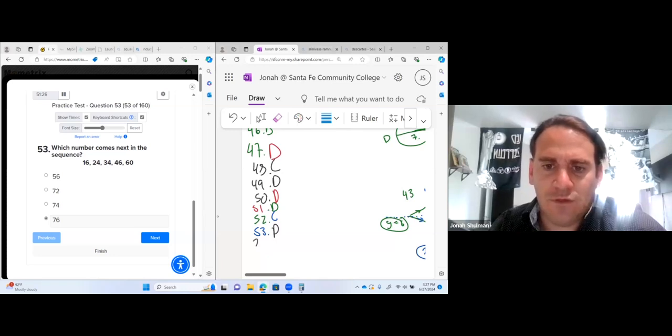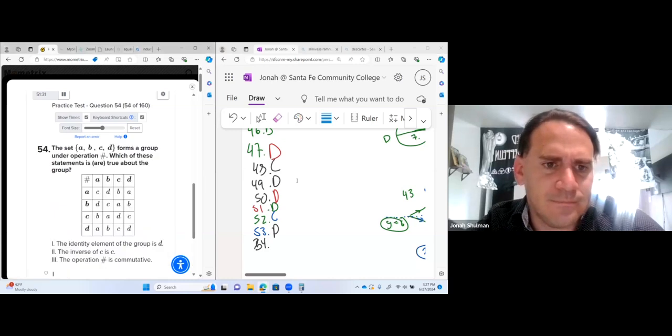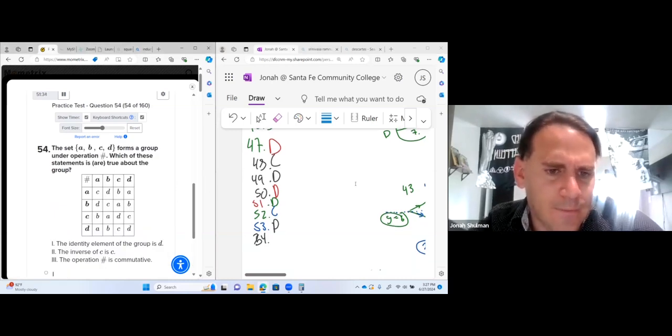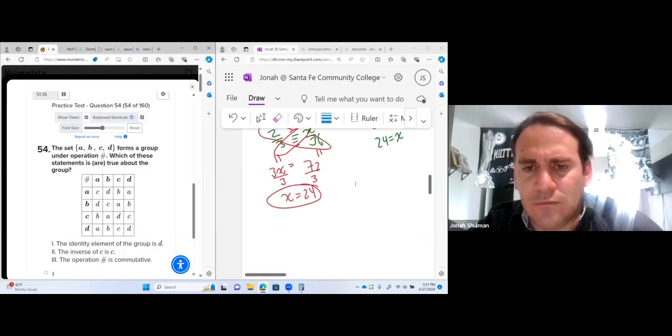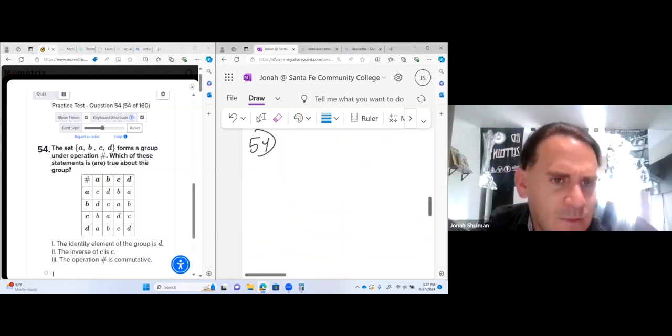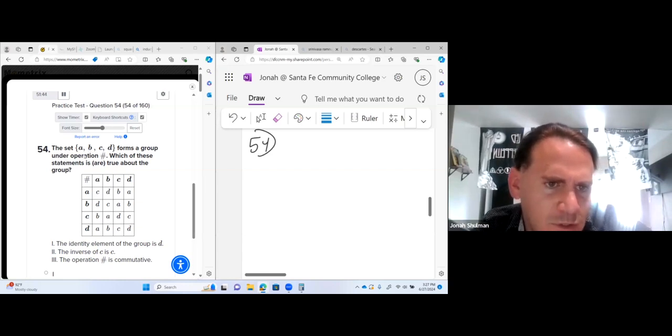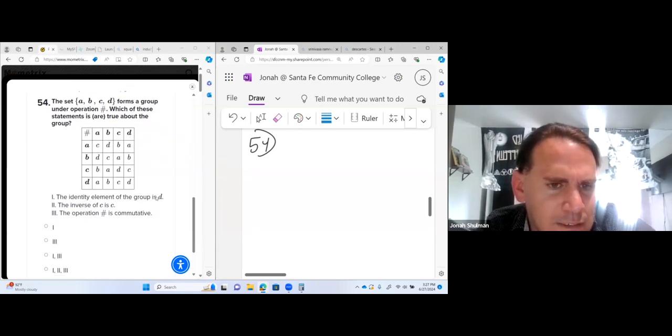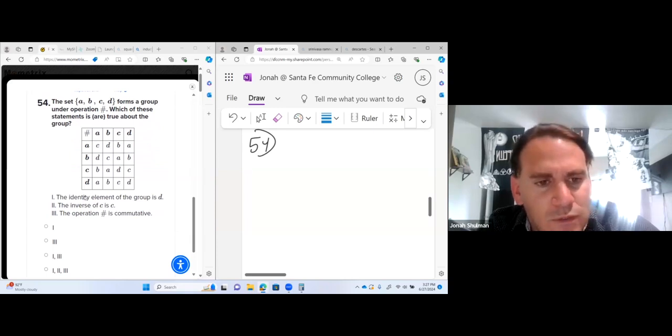All right, let's try 54. So far, there's only one I skipped. Okay. Let's look at 54. These are nice and tough. The set A, B, C, and D forms a group under the operations. Which of the statements are true about the group? A and A makes C. A and C make B. A and B make D. A and D make A. Crazy. So they give us some words.